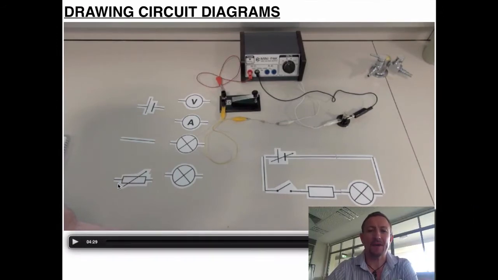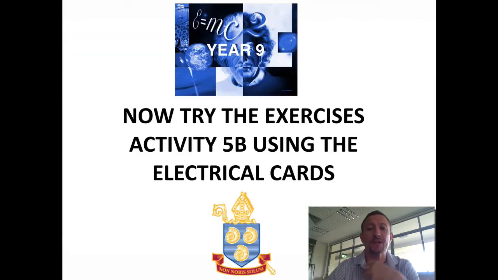Now we've had a look at our circuits and how we draw the diagrams. Hope you found that useful. What I would like you to try and do now is download activity 5B, which is going to be the exercises. Also download the electrical cards so you can print those off, cut them out like you saw in the video, and then build the 8 circuits and draw what you've built with your cards onto the sheets.